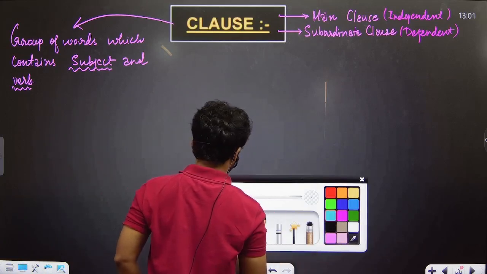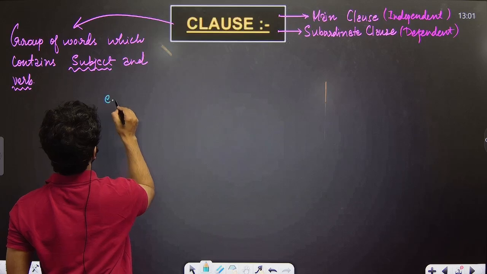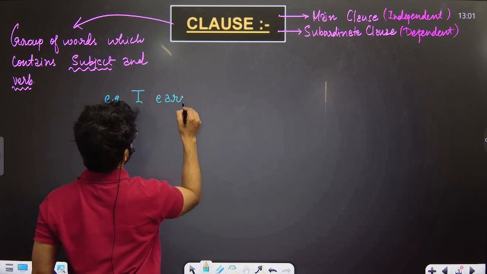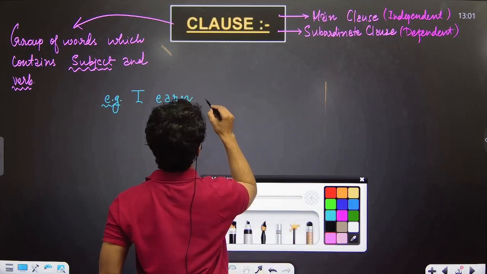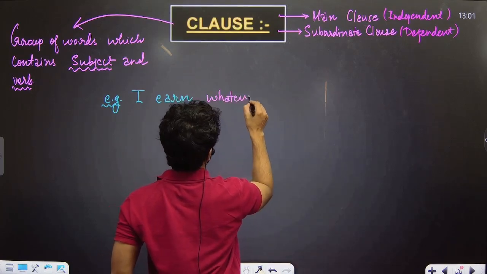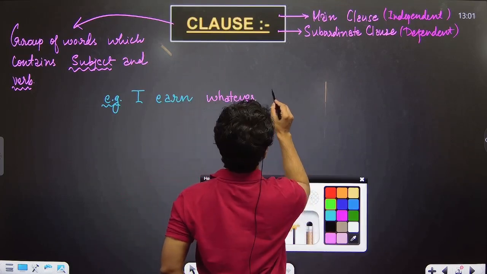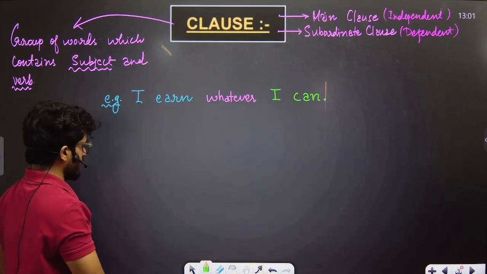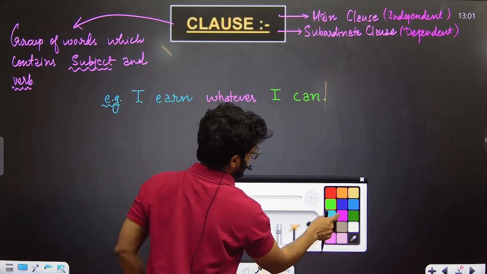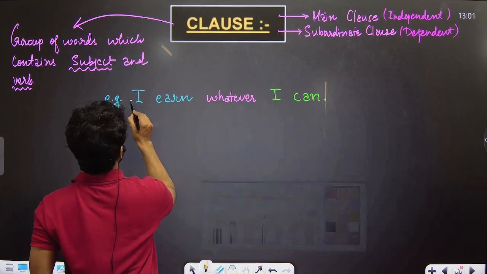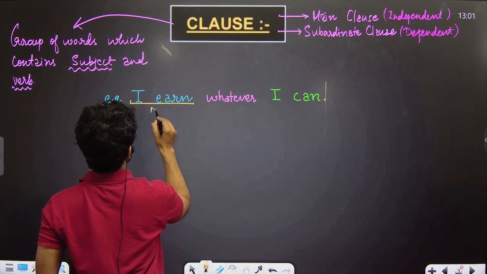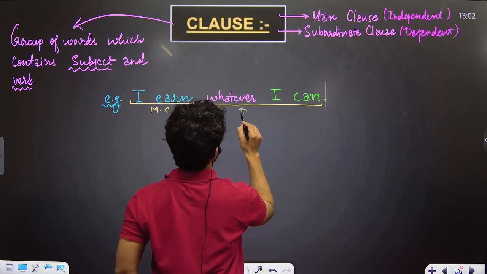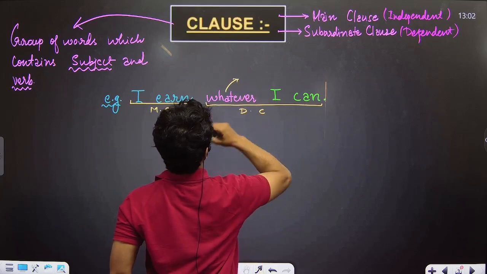For example, as I told you, "I earn whatever I can". You are getting two subjects, two verbs. One is dependent, one is independent. This is your main clause, and this is your dependent clause. This is your conjunction.